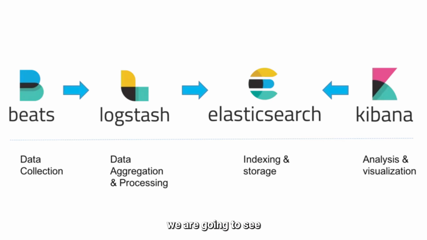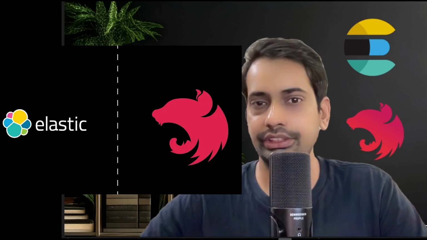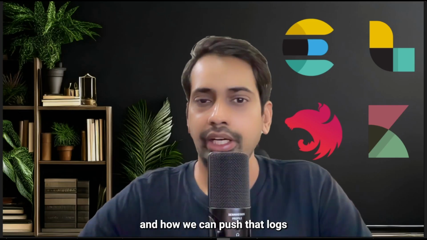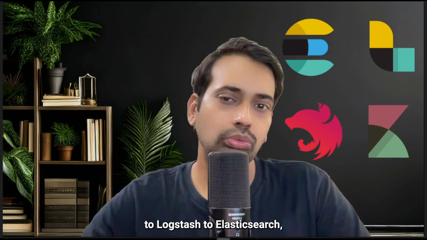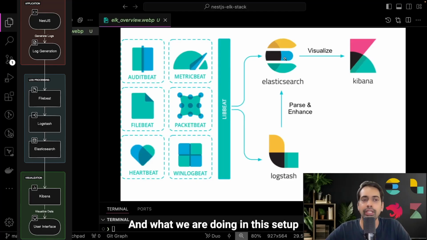In this video, we are going to see how we can containerize the ELK stack, Elasticsearch, Logstash, Kibana, and how we can integrate that with the Nestjs service or Nestjs APIs, which is producing logs, and how we can push those logs to Elasticsearch through Logstash, or maybe through Filebeat to Logstash to Elasticsearch, and then visualize it through Kibana. So this is our simple setup, and what we are doing in this setup is trying to achieve this kind of a structure.